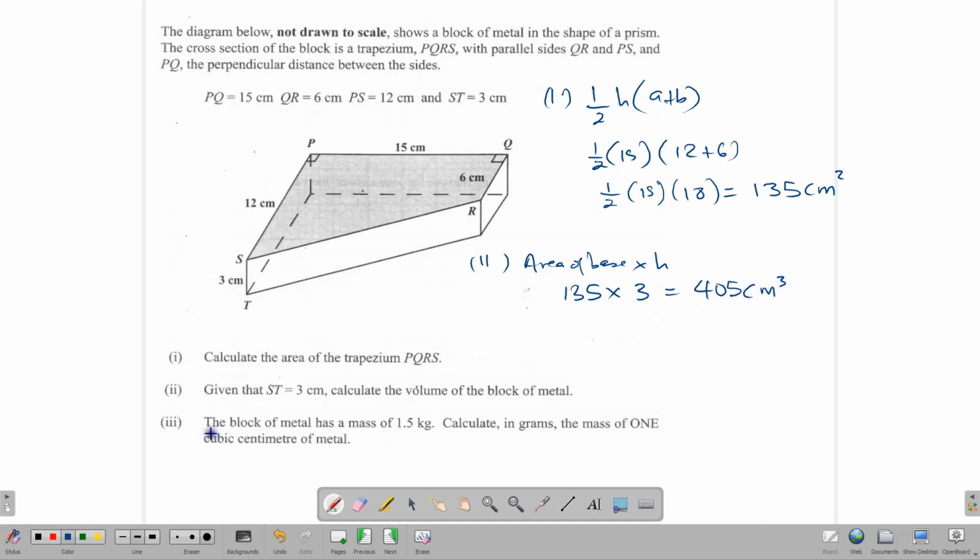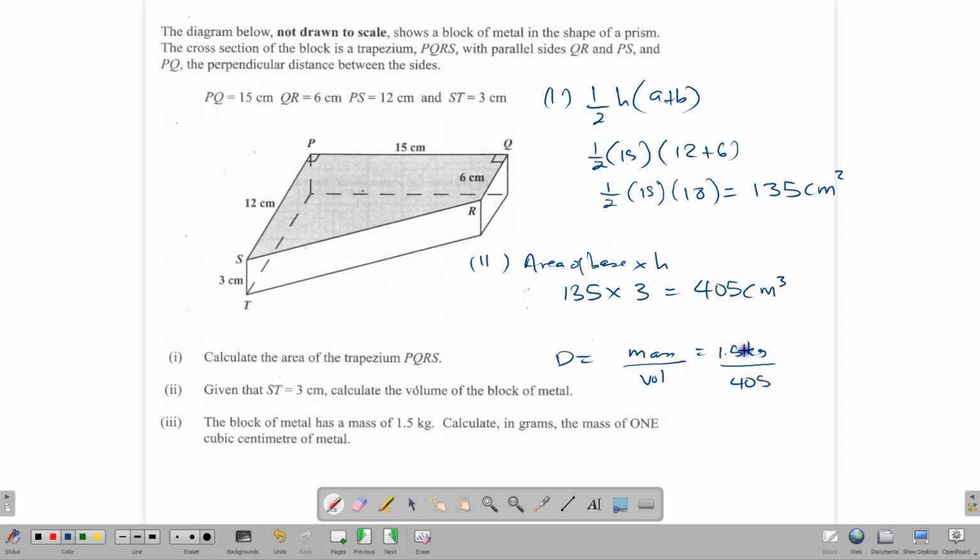All right, the third part says the block has a metal of 1.5 kilograms, and we want to calculate in grams the mass of 1 cubic centimeter of metal. So essentially it wants us to calculate the density. So we would divide 1.5 kilogram. Density is equal to mass over volume. So we have 1.5 kg divided by 405.